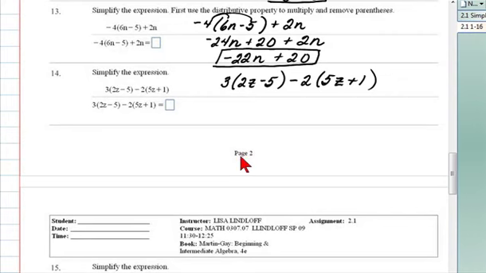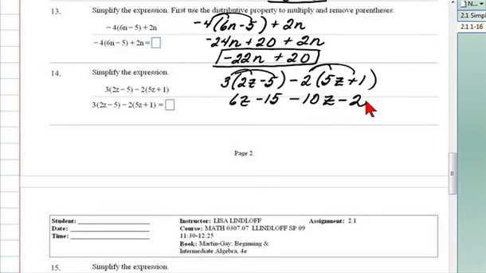Join together to do this problem. Simplify. Can I use the distributive property? Yes. 3 times 2z gives me 6z. 3 times negative 5 gives me negative 15. What number am I distributing to the second group? Negative 2. And a negative 2 times a positive 5z gives me negative 10z. And a negative 2 times a positive 1 gives me negative 2.